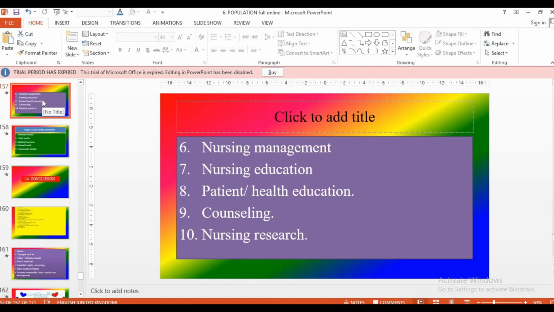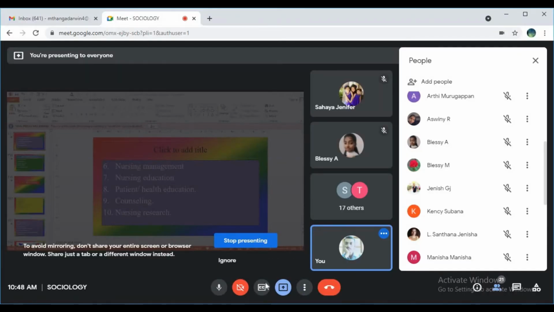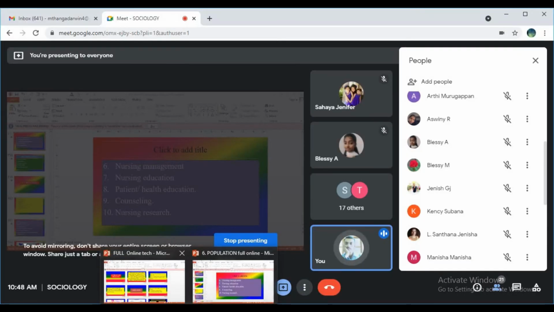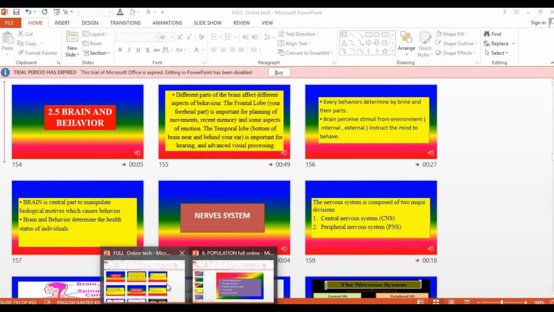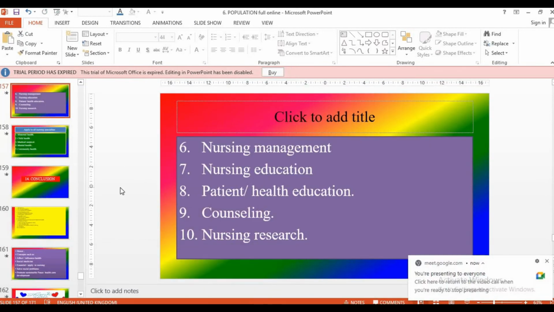The nursing management, to manage for better planning, organizing, directing, coordinating, and reporting. The knowledge of population is essential in nursing.